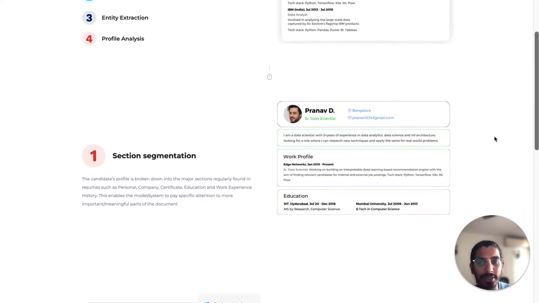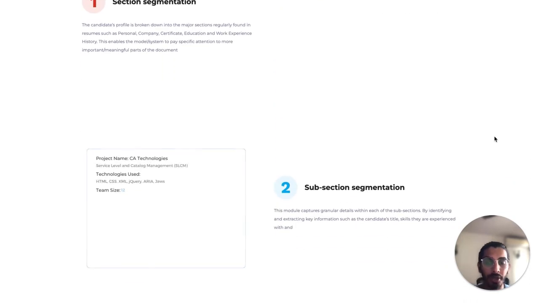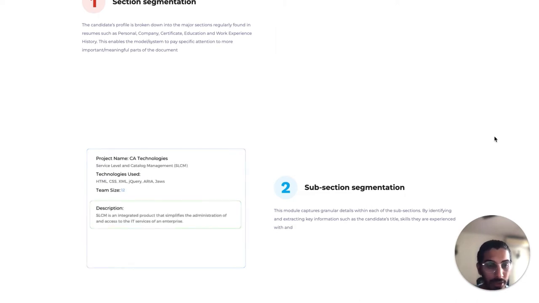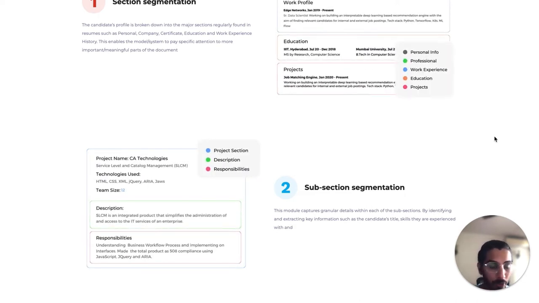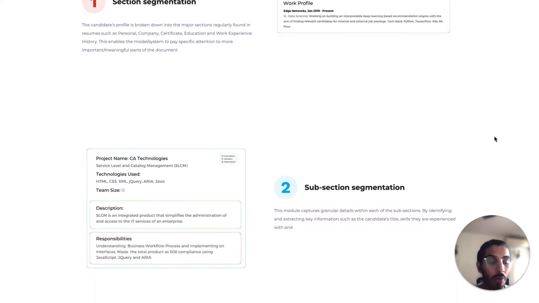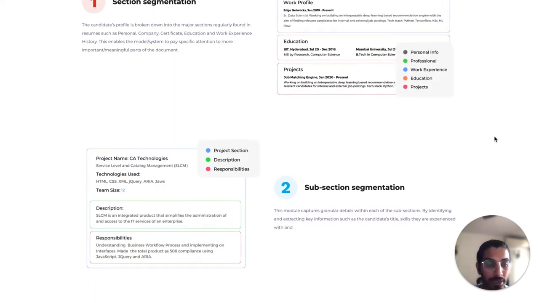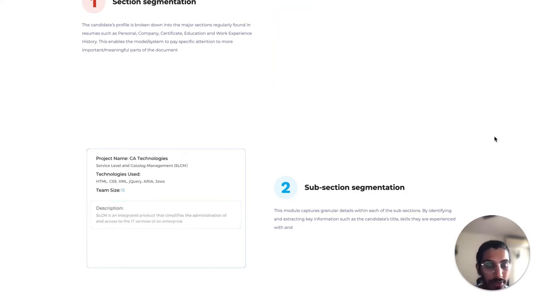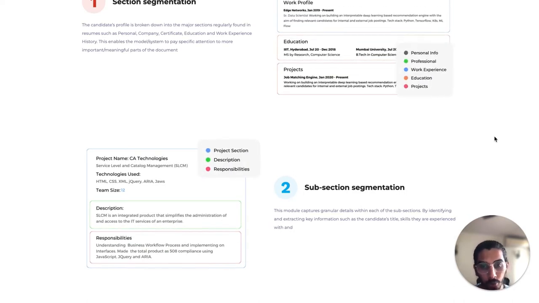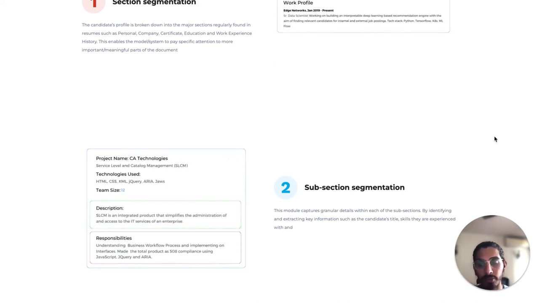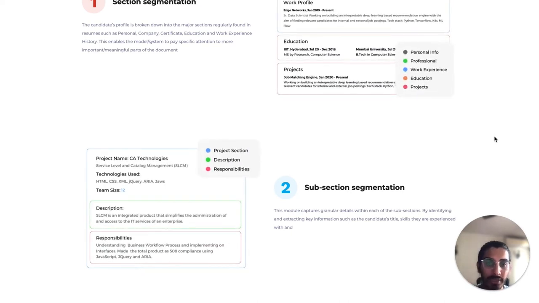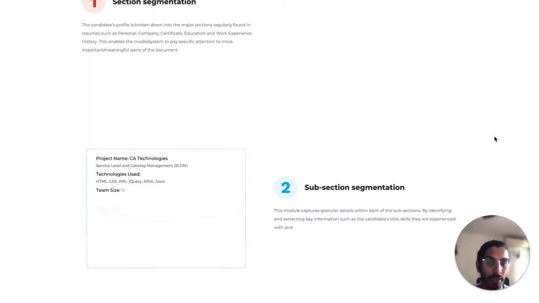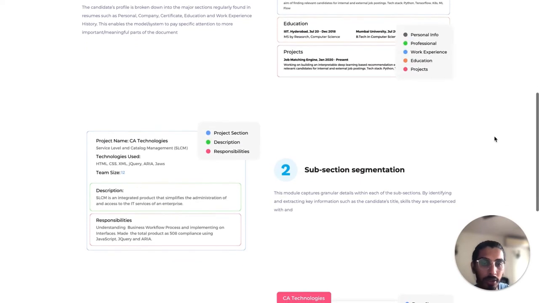And once it has understood the section, we try to understand the subsections. Like a project contains multiple subsections. A project has the project description, project responsibilities, project skill sets, all the details. Patents have different details. Education has different details, and education also has subsections. So using the same engine, utilizing a similar kind of process, it breaks down those sections into multiple subsections for us to understand information at a more granular level.